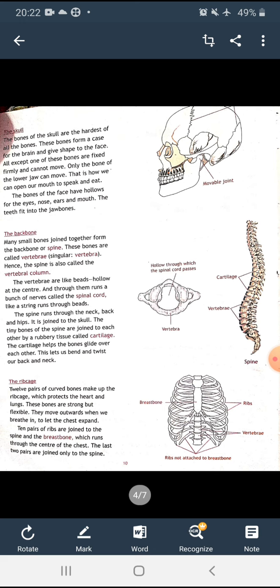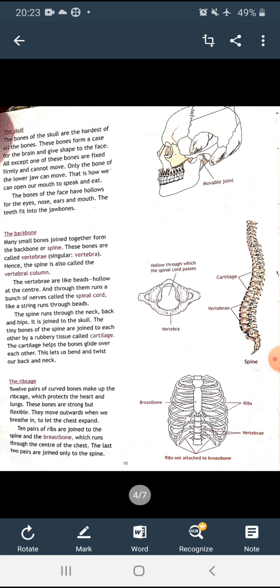So, dear students, all except one of these bones are fixed firmly. Only the bone of the lower jaw can move. That is why we are able to open our mouth, we are able to speak, we are able to eat. And the bones of the face have hollows for the eyes, nose, ears and mouth. They are hollow, empty space. And the teeth fit into the jaw bones.